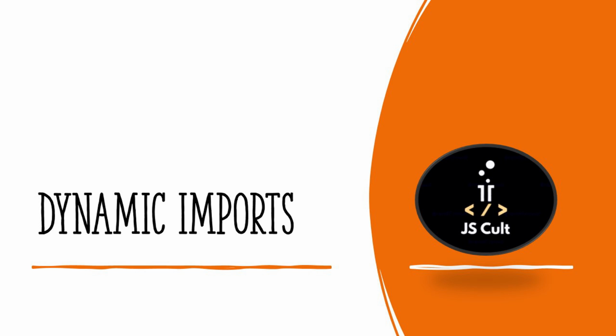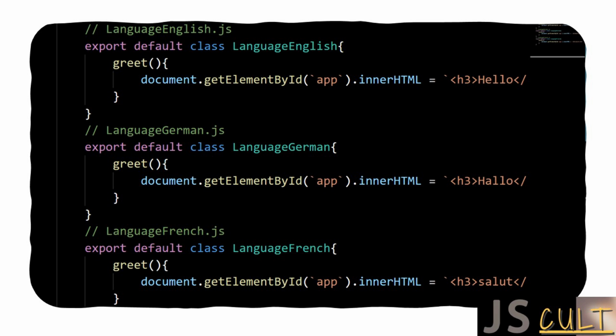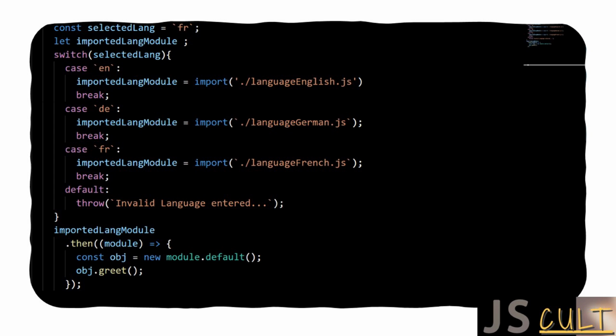ES2020 introduced dynamic import functionality. Loading files on demand removes a lot of unwanted code and thereby improves application performance. In this example, we have 3 JavaScript classes, each having a single method, greet, to print hello inside a division with ID app in their respective language. On the other hand, in the index.js, we have a simple switch case for each language. For simplicity, a language constant is already defined on top of the page with the French language.